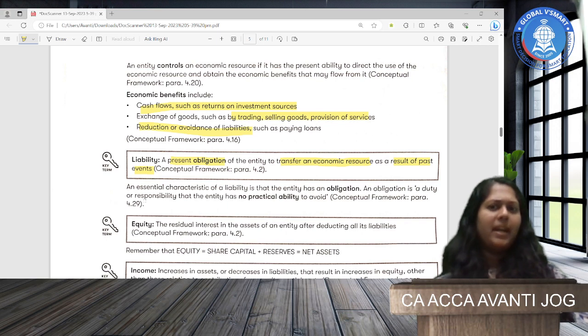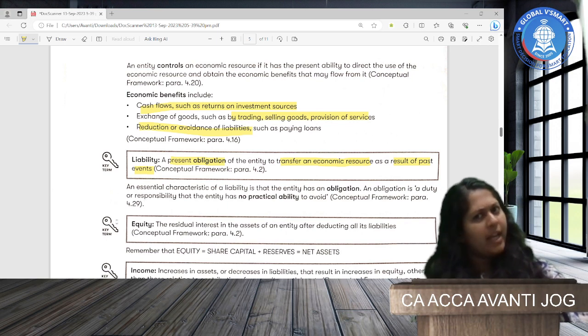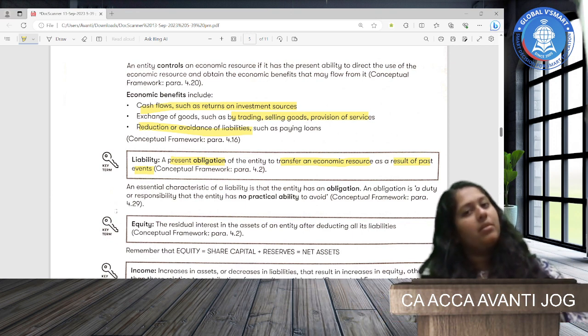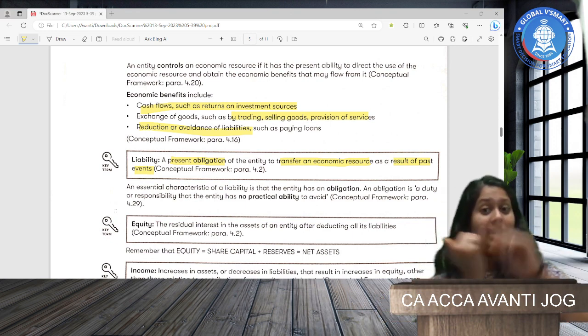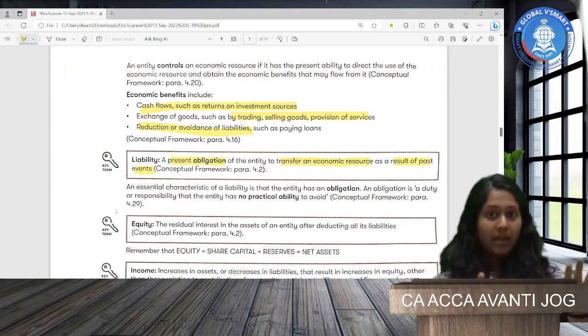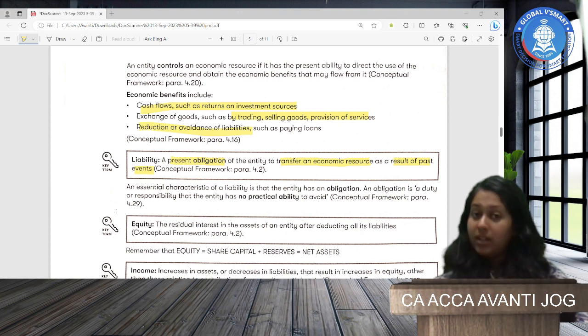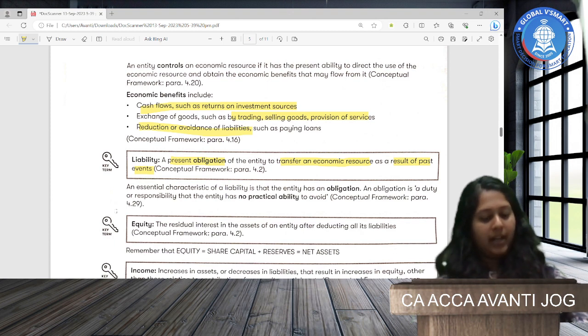ठीक है. तो 2020 में क्या करना है? You have to transfer money. Is it an obligation? Can you choose not to give it? No. So the past event is taking it on loan, transfer of economic resources, paying the money, and an obligation. You have to pay it. You have no option. You have no choice to get out of it. That is called as a liability. All three things coming together becomes a liability.